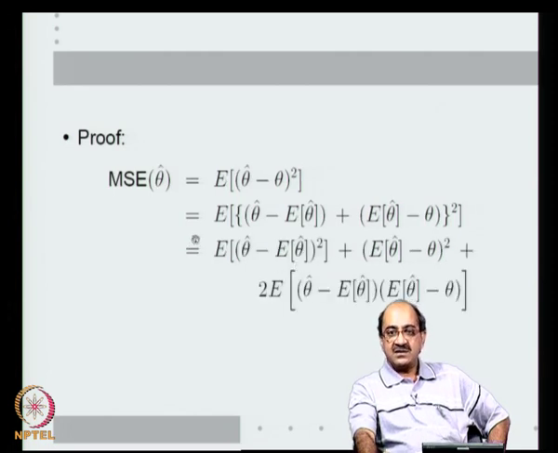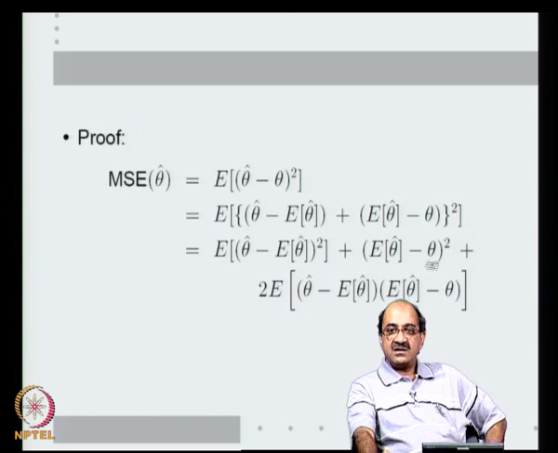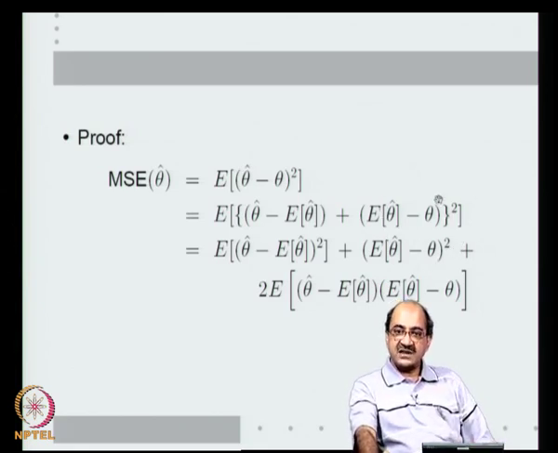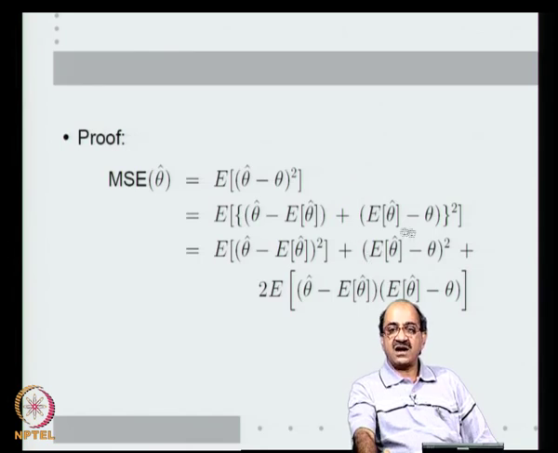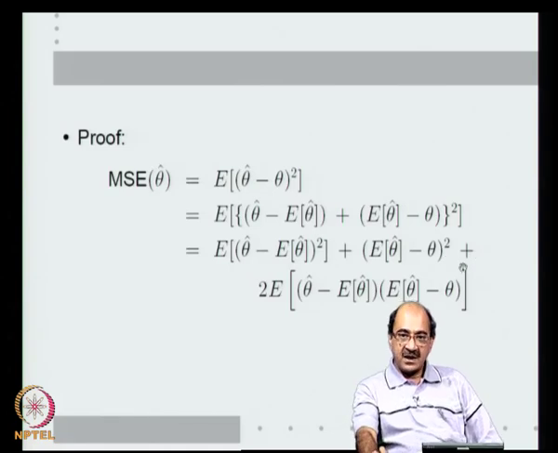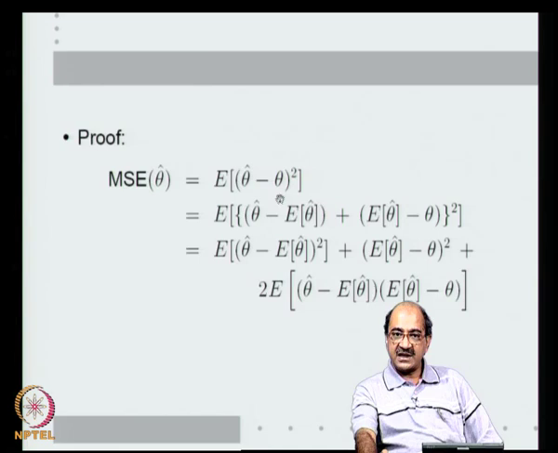If I expand it, I get the expectation of a square, which is the expectation of (theta hat minus expectation of theta hat) whole square, then the expectation of b square, that is the expectation of (expectation of theta hat minus theta) whole square. Now, theta is a constant, and the expectation of any random variable is a constant. So, expectation of theta hat minus theta is a constant, so its expectation is also a constant, and I do not have to take the expectation. So, the second term simply becomes (expectation of theta hat minus theta) whole square. The third term is the 2ab from the square, that is the expectation of 2 times (theta hat minus expectation of theta hat) into (expectation of theta hat minus theta).